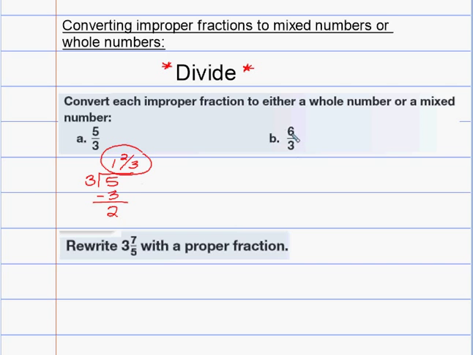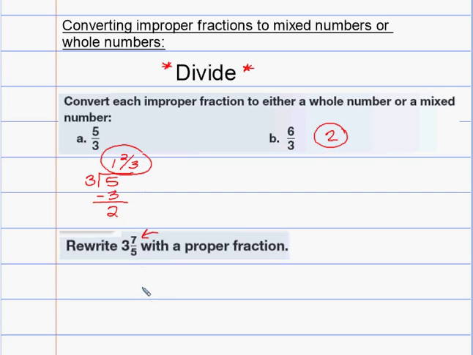And 3 goes into 6, that would be a whole number, that's just a 2. Rewriting 3 7/5 with a proper fraction is a different type of problem. Sometimes through addition or subtraction, multiplication, division problems, you're going to end up where you have a mixed number, but the fraction part is improper. So we have to fix that.